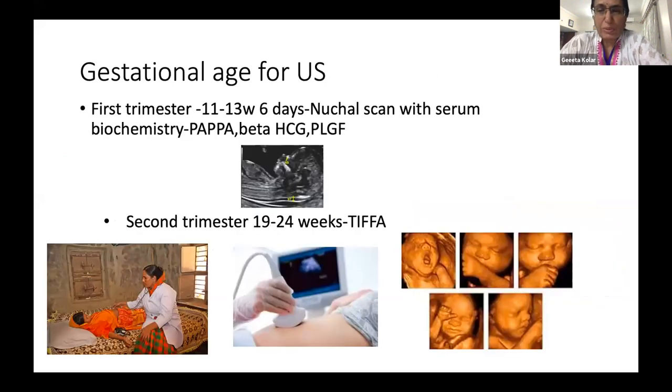If somebody asks you what is the good gestational age to look for abnormalities, there are two windows. The first window is between 11 to 13 weeks, 6 days, where we do a nuchal scan with serum biochemistry, that is PAPP-A, beta hCG, and placental growth factor. And the second window is between 19 to 24 weeks, where we do the TIFFA. We prefer to finish the TIFFA before 20 weeks, thanks to the MTP Act and the Prenatal Diagnostic Act, where a termination is not allowed after 20 weeks. But yes, soon it has been extended to 24 weeks, so we would place this window as 19 to 24 weeks.